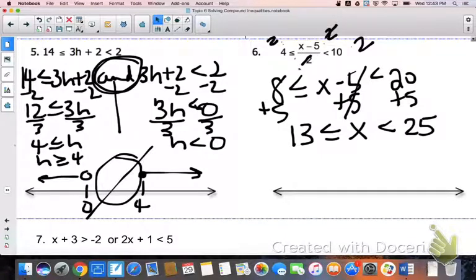This is when you graphed in topic 5 as well. You have 13, you have 25. This is less than or equal to, so that's closed. Less than, so that's open. X is in between them. Okay, so that's that one.